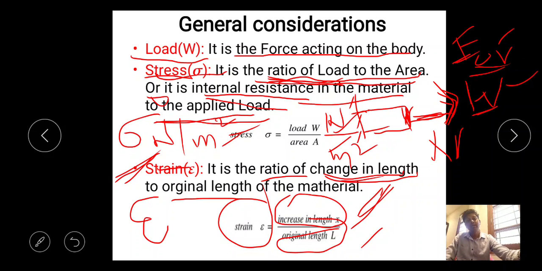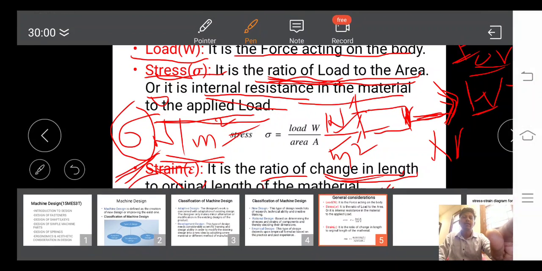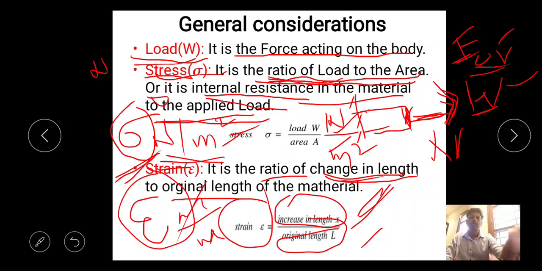Now, can you tell what is the unit of strain? This increase in length is given in meter, and the original length is also given in meter. So both will cancel, so it does not have any units. Sigma has the unit of Newton per meter square, load has Newton, stress has Newton per meter square, and strain will not have any units.